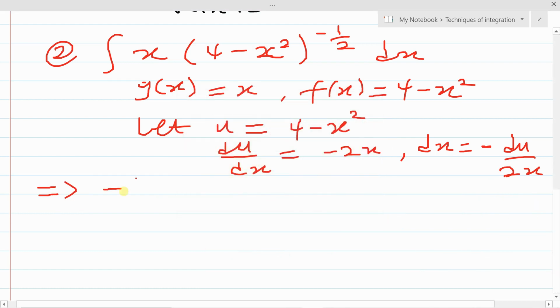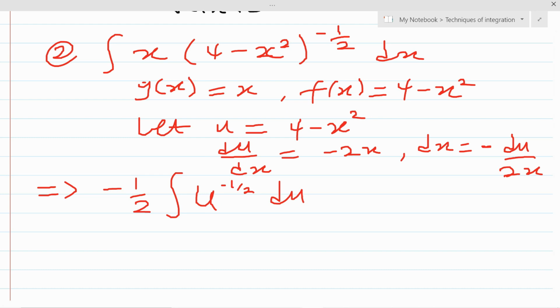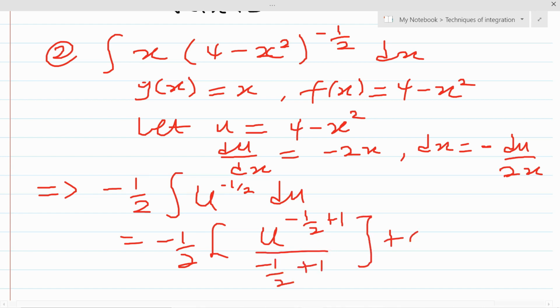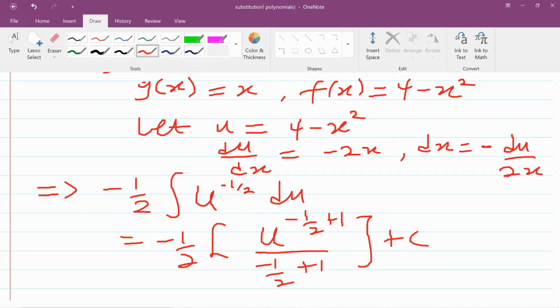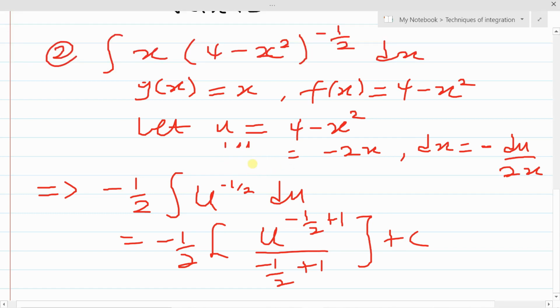So negative half the integral of u to the power negative 1 over 2 du, right? So this will be equal to negative half times whatever integral that we'll get. So this is u to the power negative half plus 1 over negative half plus 1, plus c. Hope this is okay. So this is how you do it. Let me erase this side. I hope you understand the substitution we did.